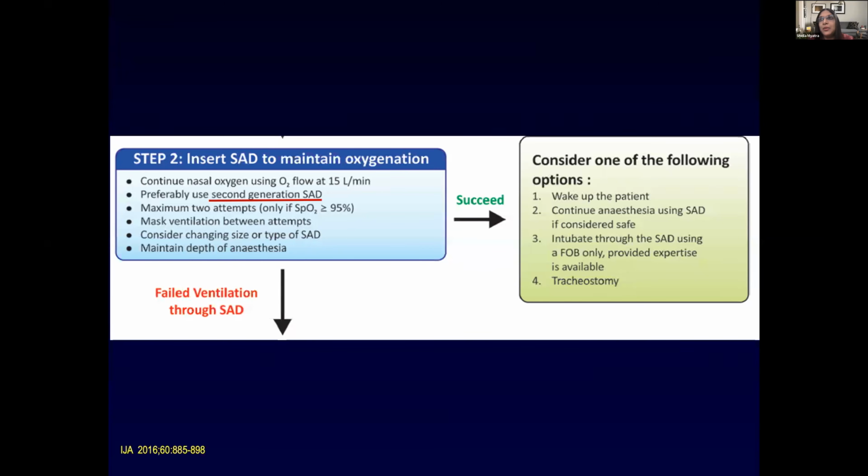And can anyone tell me what are the 3 characteristics a second generation supraglottic airway device should have? There are many devices today in the market, but to call it a supraglottic airway second generation, you should have 1, 2, 3. Can anyone just type very quickly? Dr. Nina has said gastric drain. Yes.